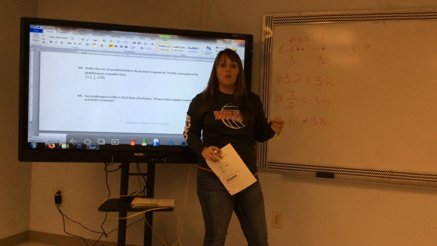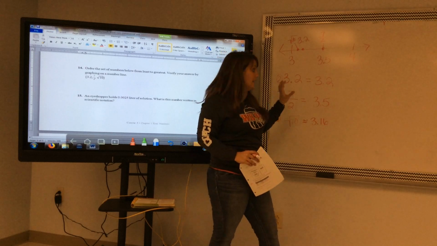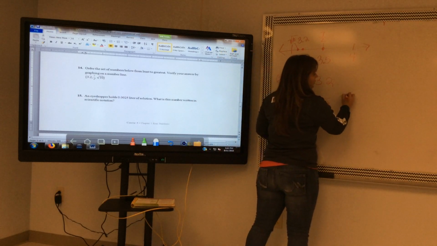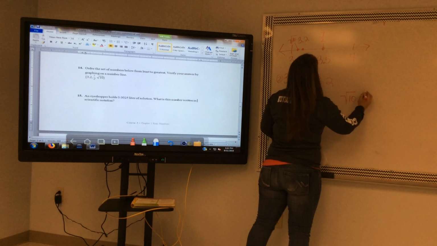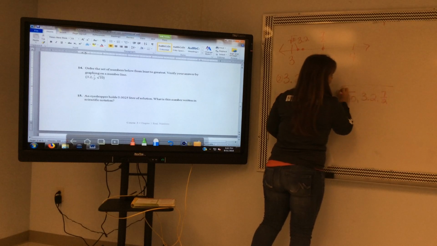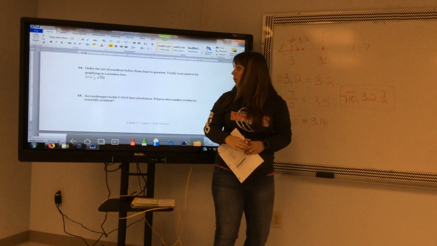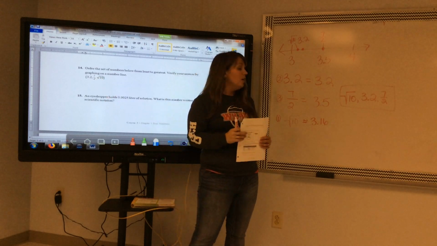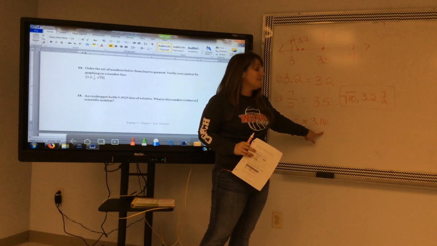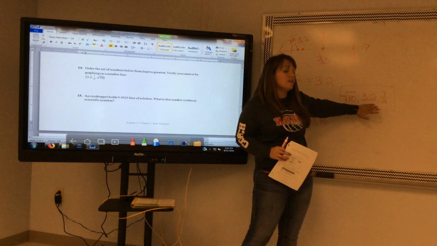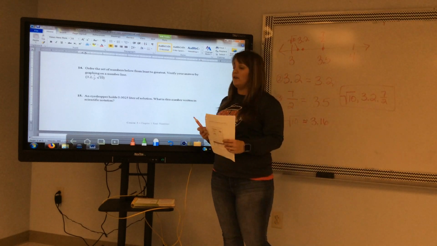You must recopy your final answer in order from least to greatest. You must use the numbers that the problem gave you. The problem asks you to order 3.2, 7/2, and the square root of 10. Nowhere in there was a 3.16. Nowhere in there was a 3.5. So you must use the numbers that the problem gave you in your final answer.